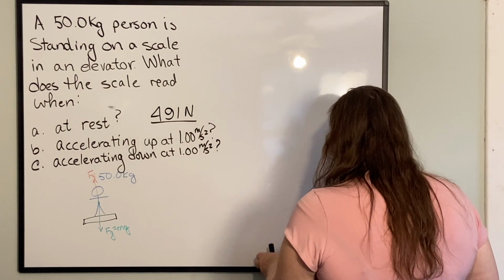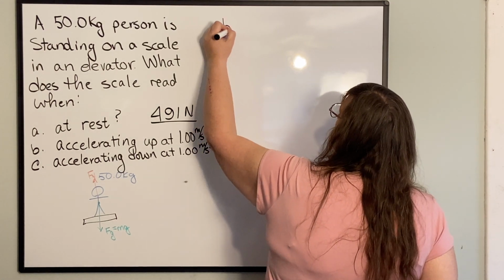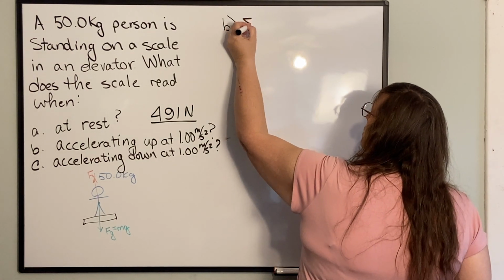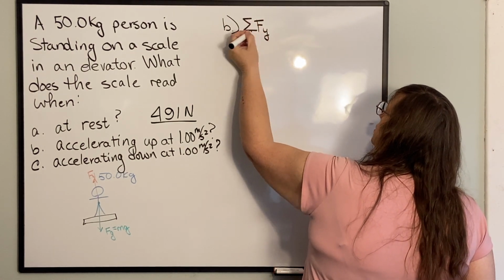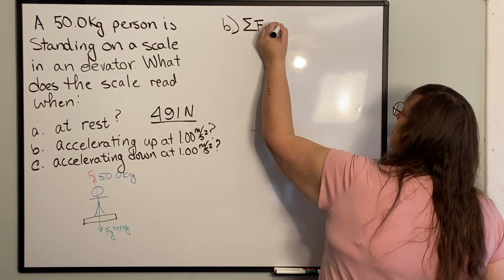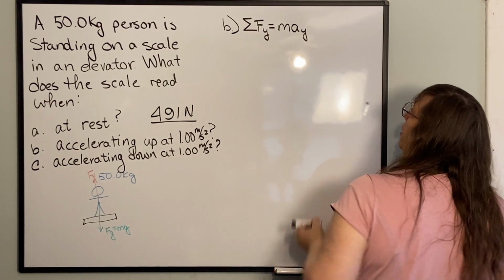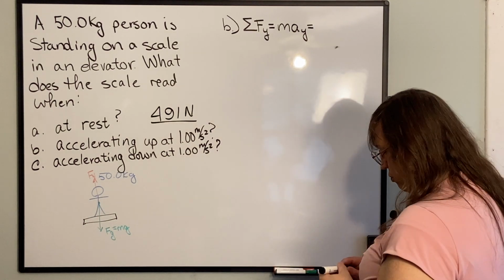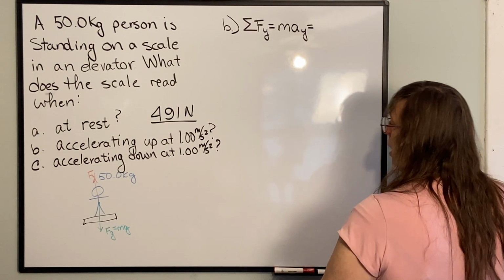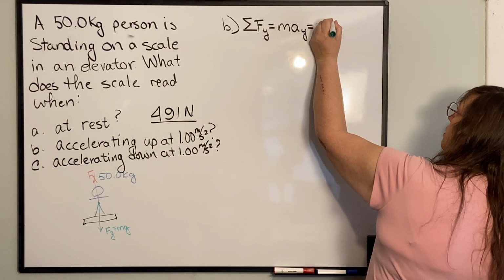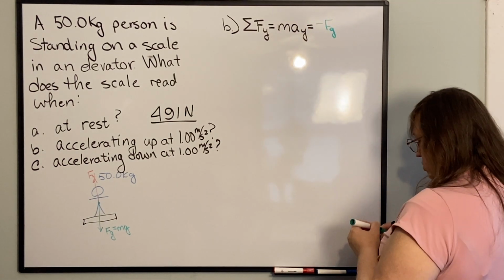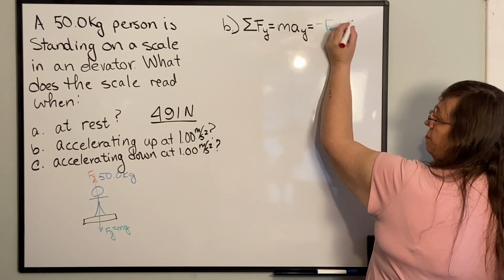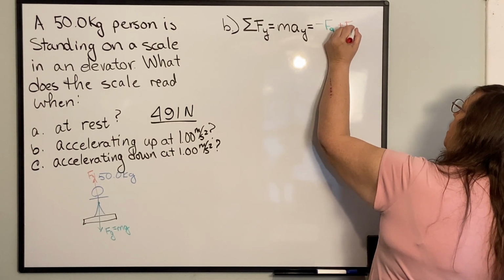So for part B, we're going to look at the sum of the forces in the y direction, and we know they have to equal the mass times acceleration in the y direction. And those forces that we're going to be encountering here, we're going to have a negative Fg, gravity is always going down, and we're going to have a positive Fn.